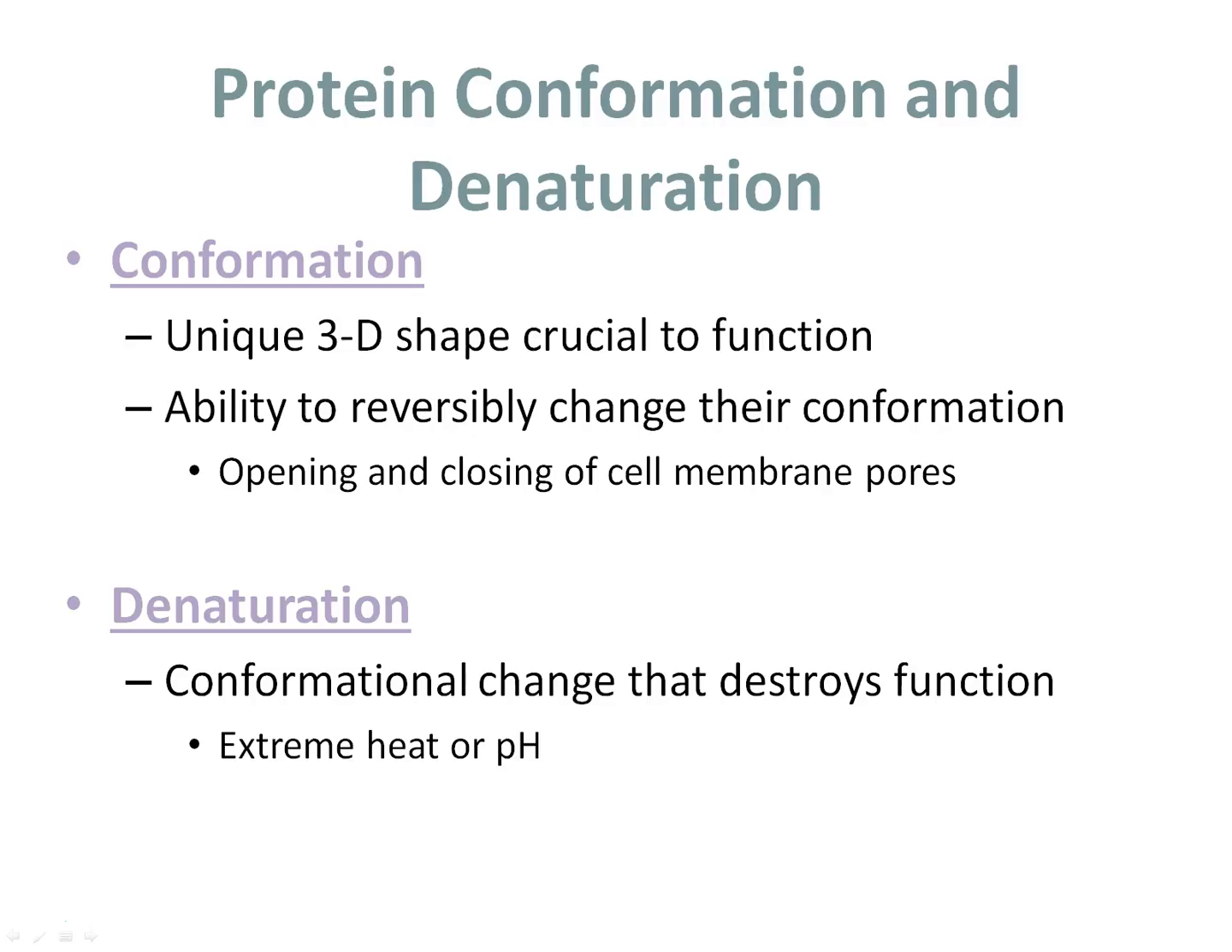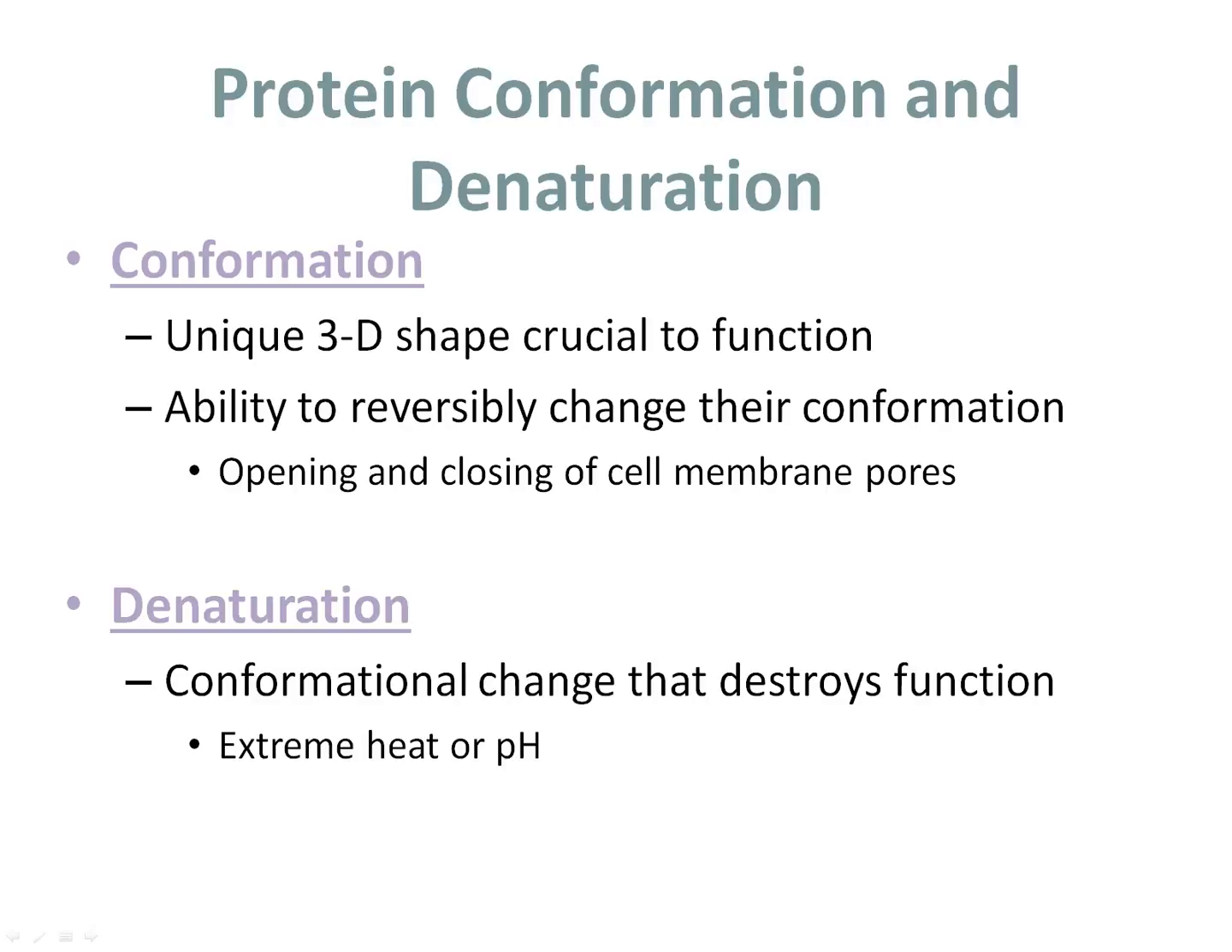So proteins have a unique 3-dimensional shape that's crucial to their function. That's called the conformation, basically what shape they are. The ability to reversibly change their conformation is a unique property of proteins. So they can change shape, but they always pop back to their beginning shape. So this is how cell membrane pores open and close. So you basically have a channel that goes through, and some channels can open and close and open and close.